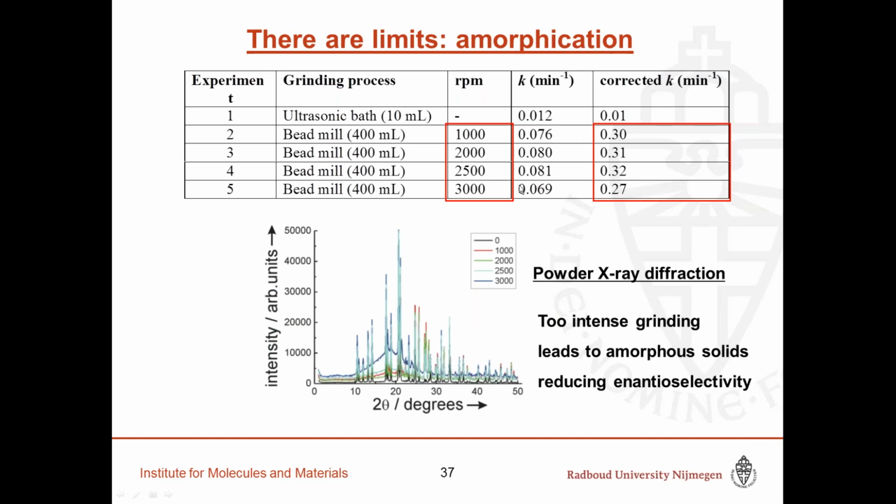Now, there are also limits to that, because if you go too high rates in these industrial mills, for instance, at this rate of 3000 RPM, you see in the X-ray powder diffraction pattern of the crystals at the end that you induce amorphous solids, besides the crystals. And these amorphous solids, they reduce the enantiomer selectivity for building in the chiral molecules or the chiral clusters. And then you get even a reduction in the deracemization rate. So also there are limits.